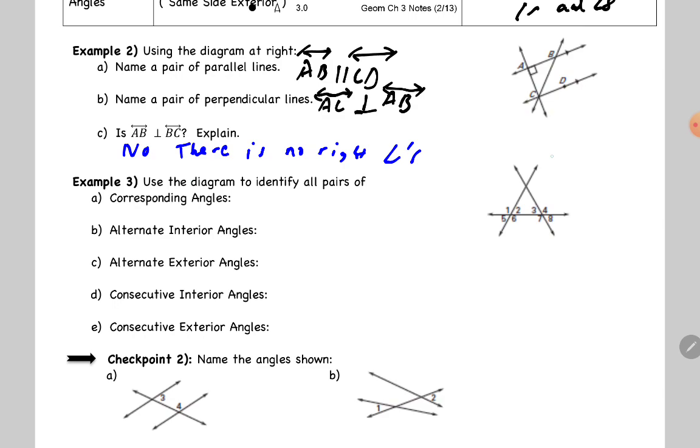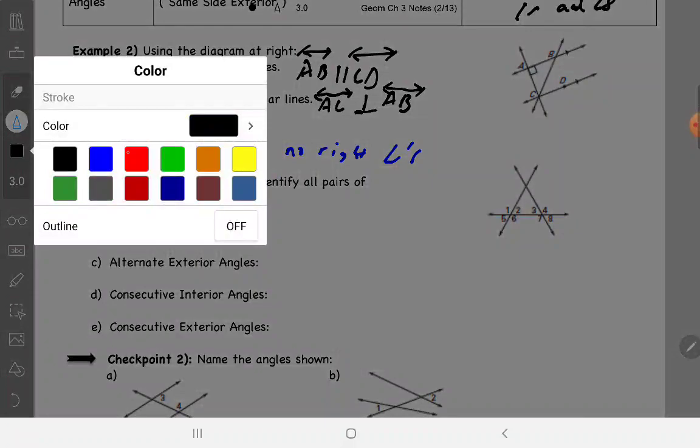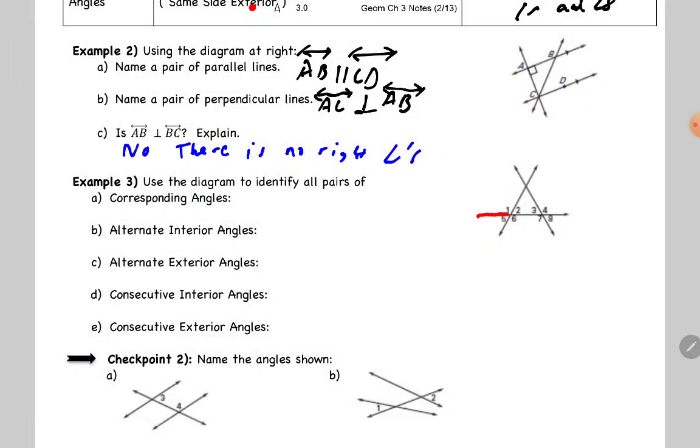Example 3, use the diagram to identify all pairs of corresponding angles. So we have two lines, and we're cut by the red transversal. So we have two different intersections. So let's go through this.